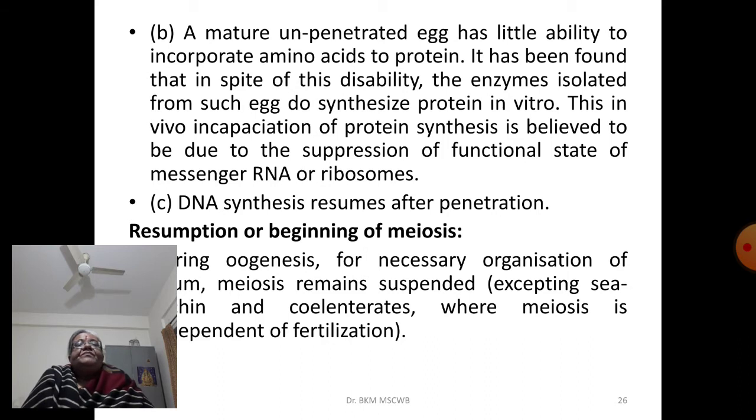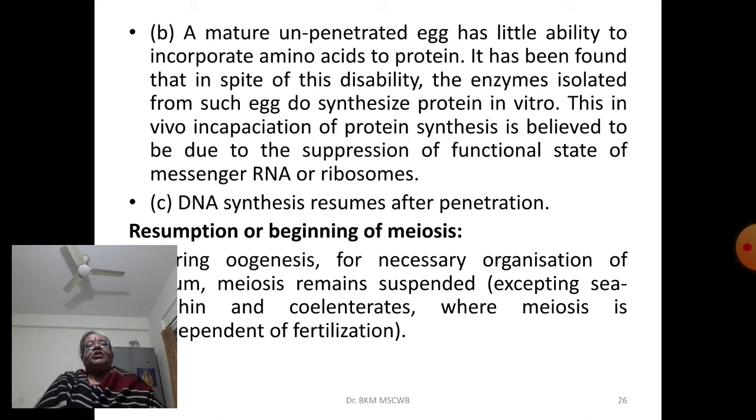In vivo incapacitation of protein synthesis is believed to be due to suppression of a functional state of mRNA or ribosomes. The moment the sperm penetrates, this inhibition is removed, and as a result, the ovum starts synthesizing proteins. So there is synthesis of proteins. There is uptake of more oxygen. There is synthesis of DNA. So DNA synthesis resumes after penetration. These are the three metabolic changes that take place in a penetrated egg.